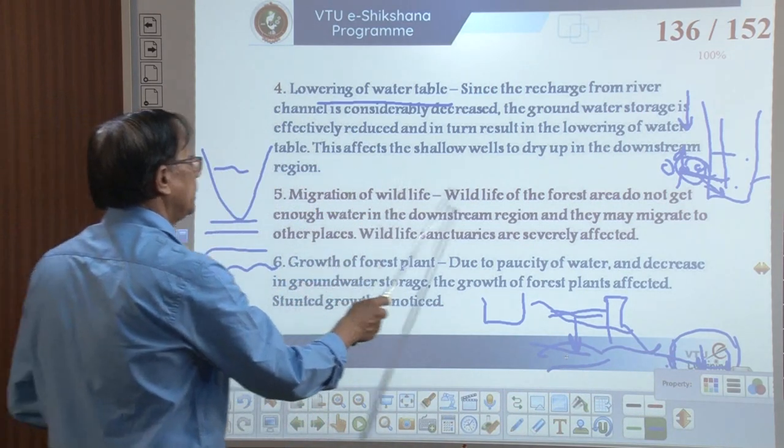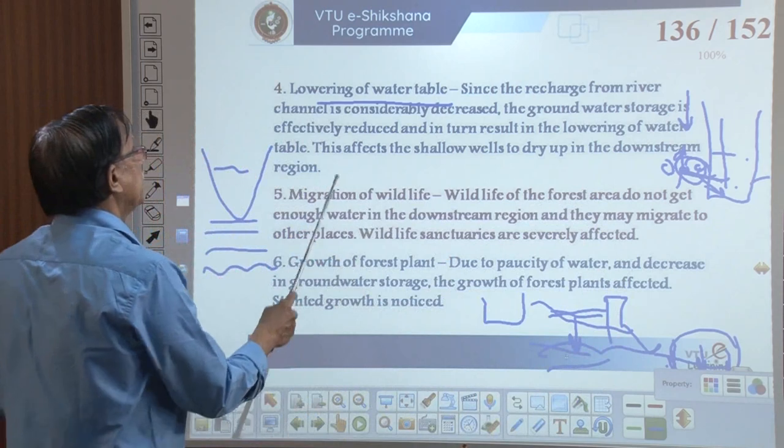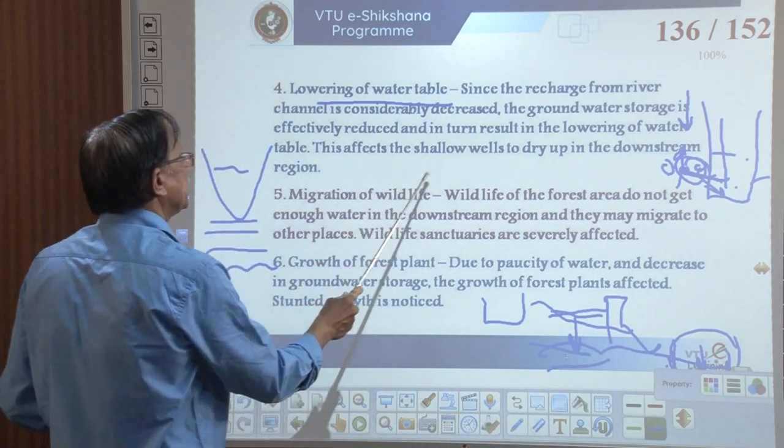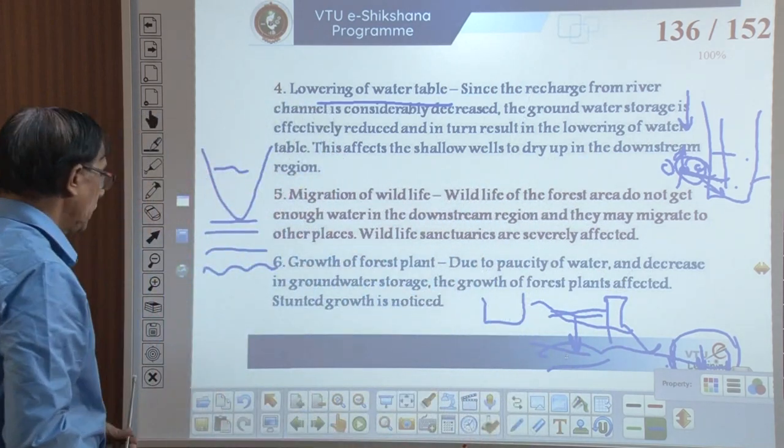All these are the indirect effects of the reservoir. This affects the shallow wells and they dry up downstream.